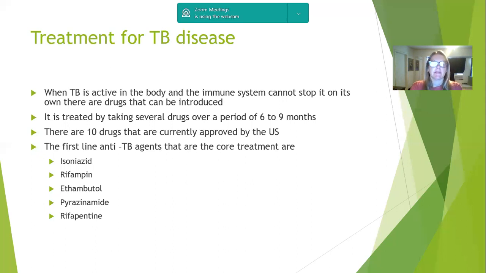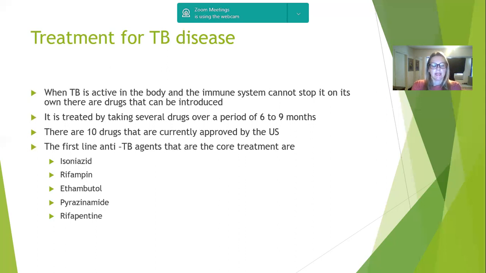Treatment for TB disease. When TB is active in the body and the immune system cannot stop it on its own, there are drugs that can be introduced. TB disease is treated by taking several drugs over a period of 6 to 9 months. There are 10 drugs that are currently approved by the United States.